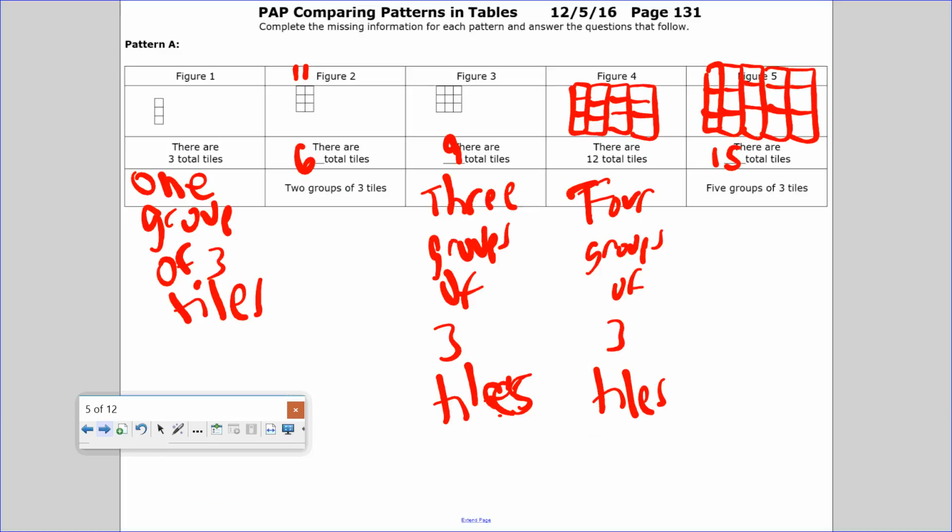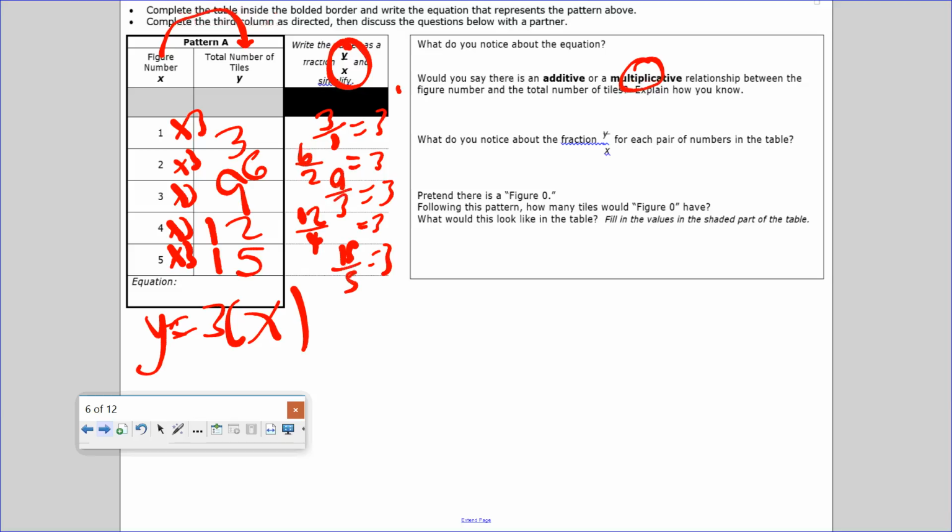What would it be? If you have figure 0, you won't have anything on it. So there are 0 groups of 3 tiles. 0 groups of 3 tiles is 0. So following this pattern, always look at the table: 0, 0.